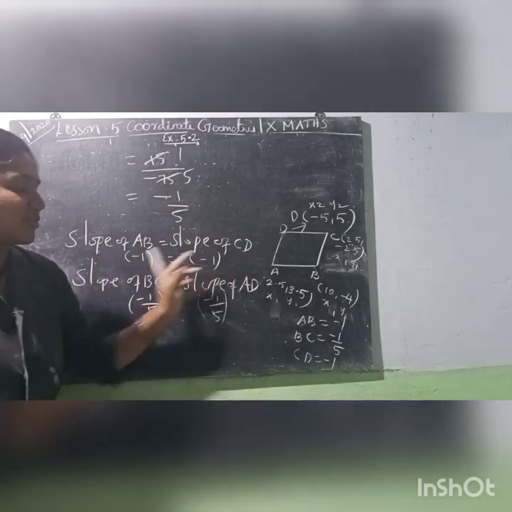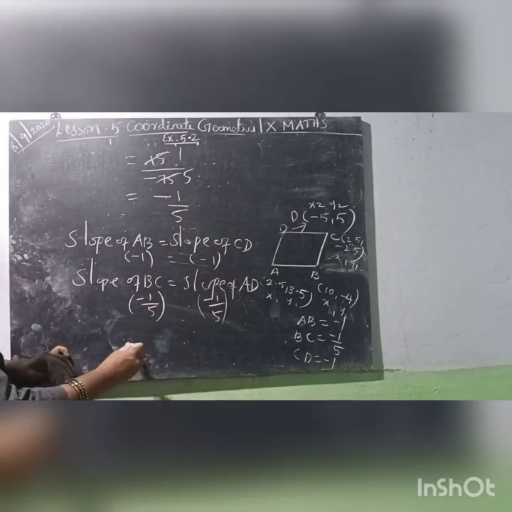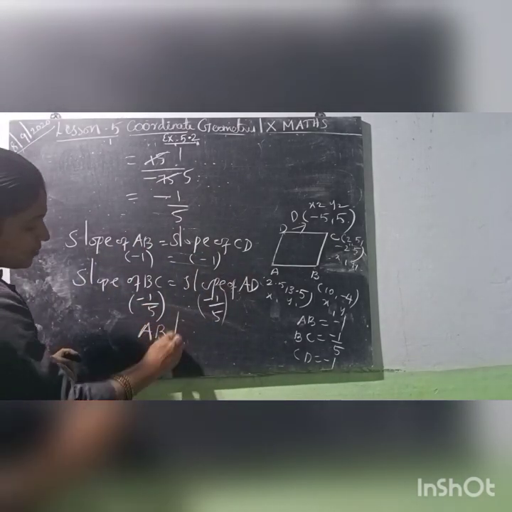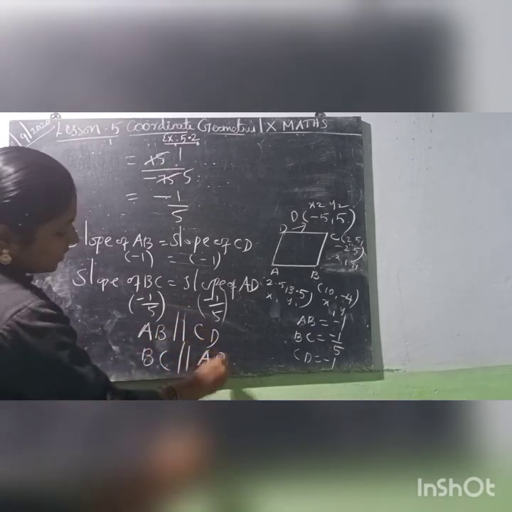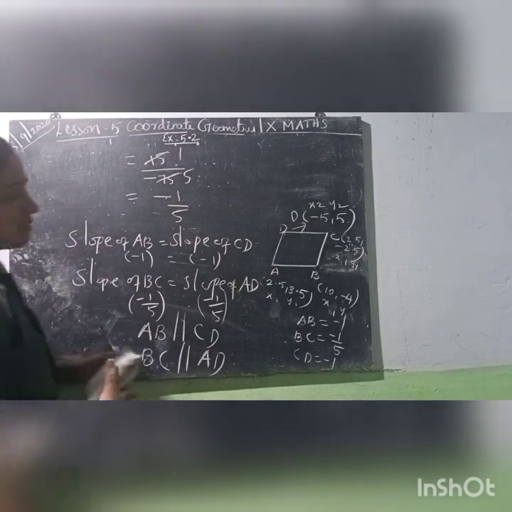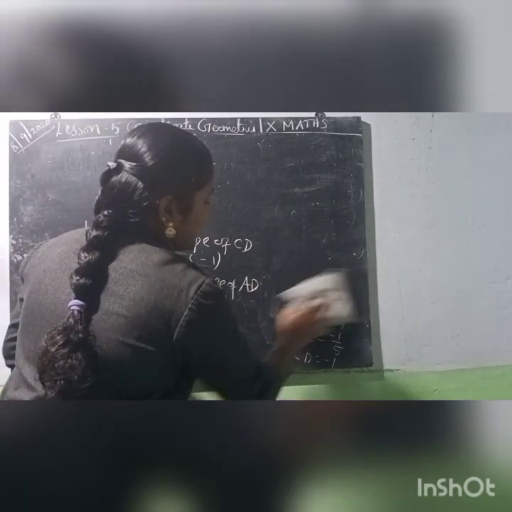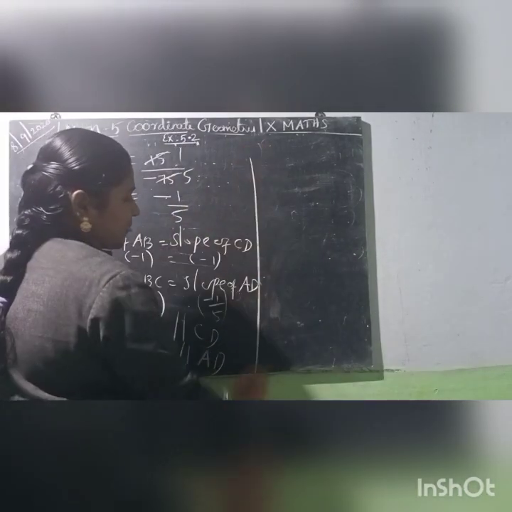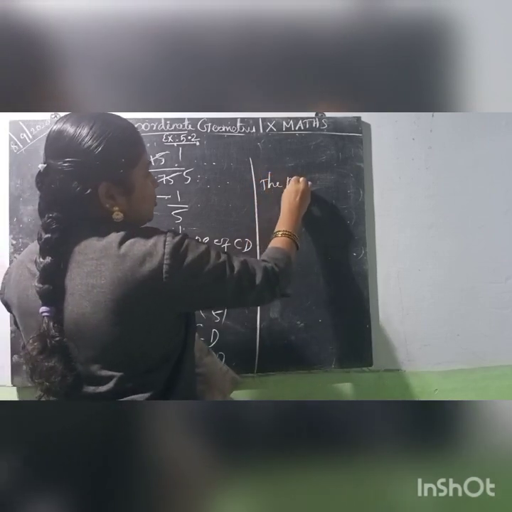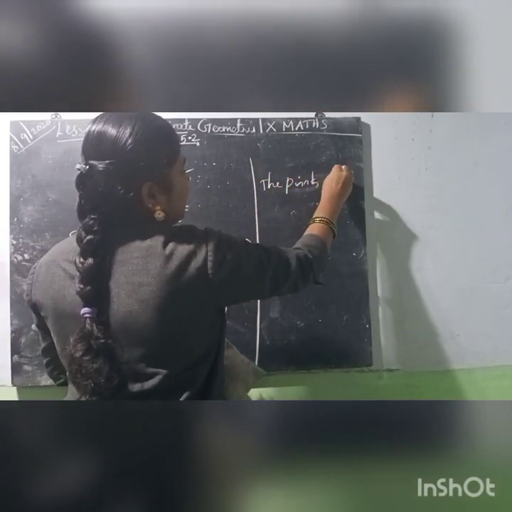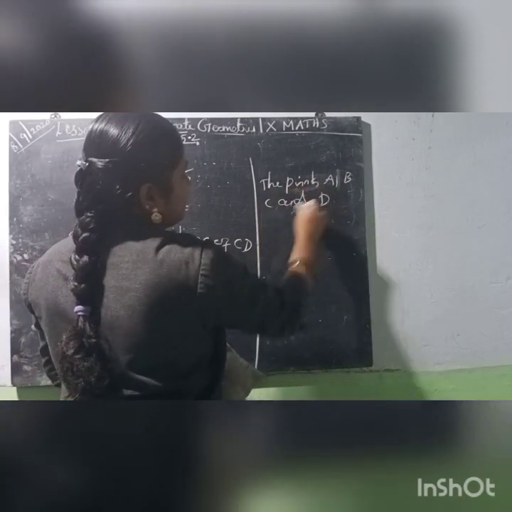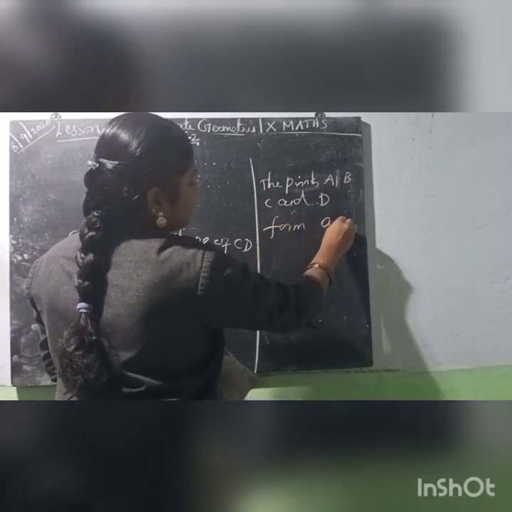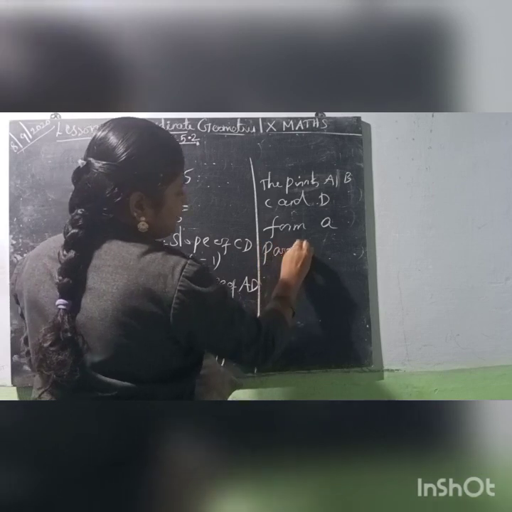So now opposite side slopes are equal. So we can say AB is parallel to CD, then BC is parallel to AD. So we can write ABCD forms a parallelogram. The points A, B, C and D form a parallelogram.